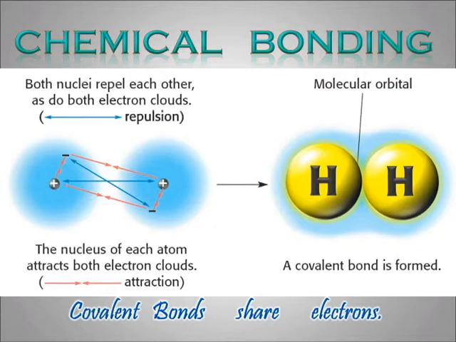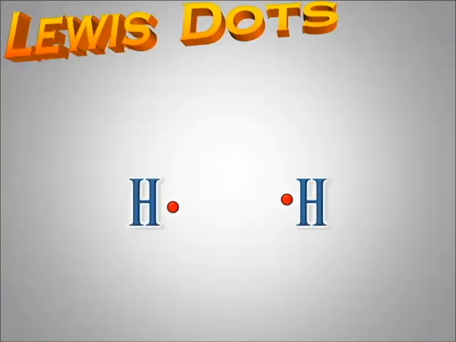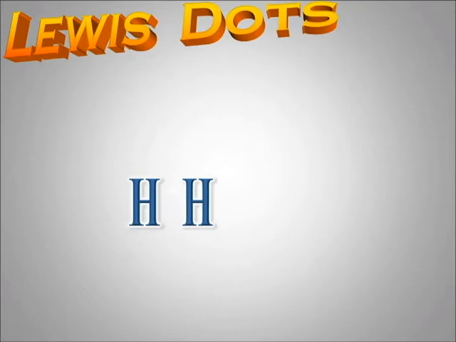So let's look at the hydrogen atom. This is how we show the Lewis dots for hydrogen. Notice that on one of them, I have the dot on the right. On the other one, I have the dot on the left. That doesn't matter. It doesn't matter which side it's on, as long as it's on one of the four sides. Okay, so if these two hydrogens come together, we have a special way of showing the bond that forms. Watch. That is a covalent bond.